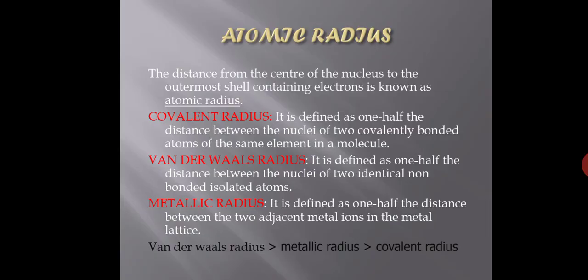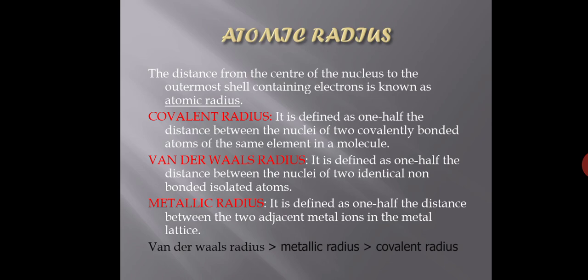In the case of van der Waals radius, it is defined as 1/2 of the distance between the nuclei of two identical non-bonded isolated atoms. Now think of it: in the case of covalent radius, the atoms come so close to each other that they overlap, so there is a common distance. But in the case of van der Waals radius, the atoms come closer to each other, but there is no question of any overlapping here.